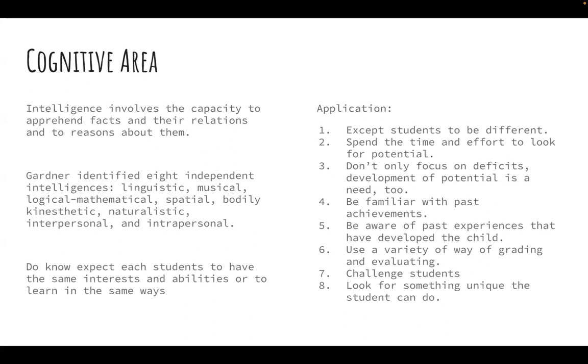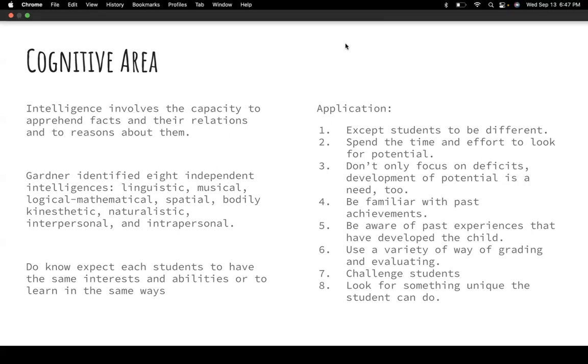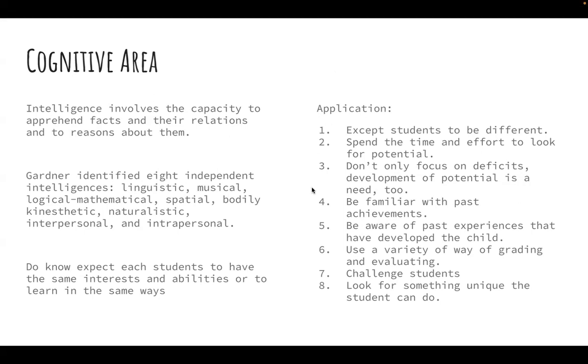They surprised me every single time, over and over again, every single year. All of my students were brilliant in their own amazing way. Gardner identified 8 independent intelligences: linguistic, musical, logical-mathematical, spatial, bodily-kinesthetic, naturalistic, interpersonal, intrapersonal.